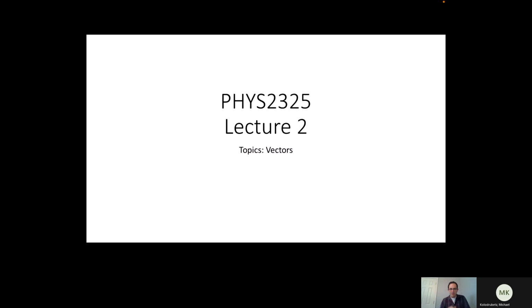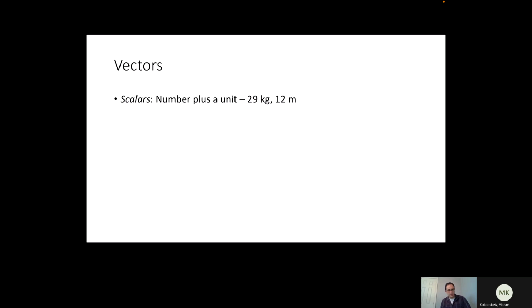All right, so last time, as you may remember, we talked about physical objects, physical quantities, which were objects with a number and a unit. The proper name for that type of object is a scalar. So a number plus a unit is often called a scalar.